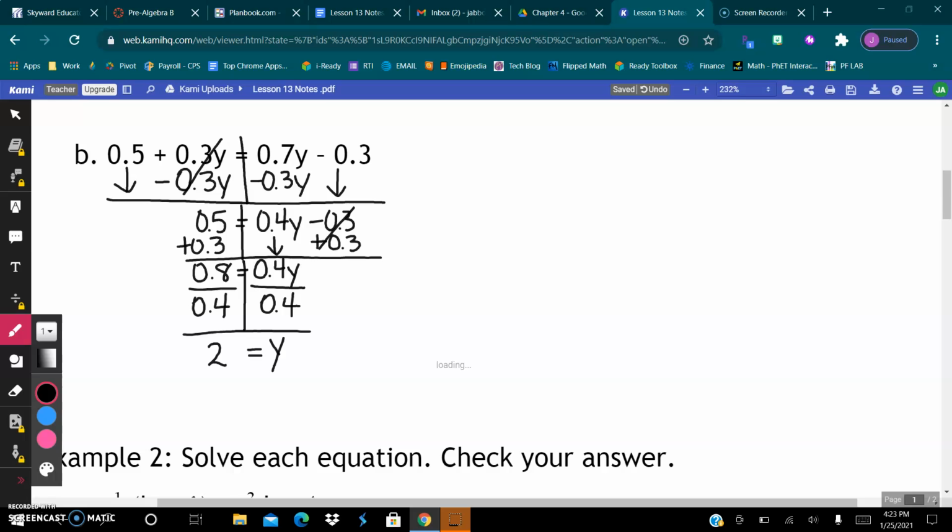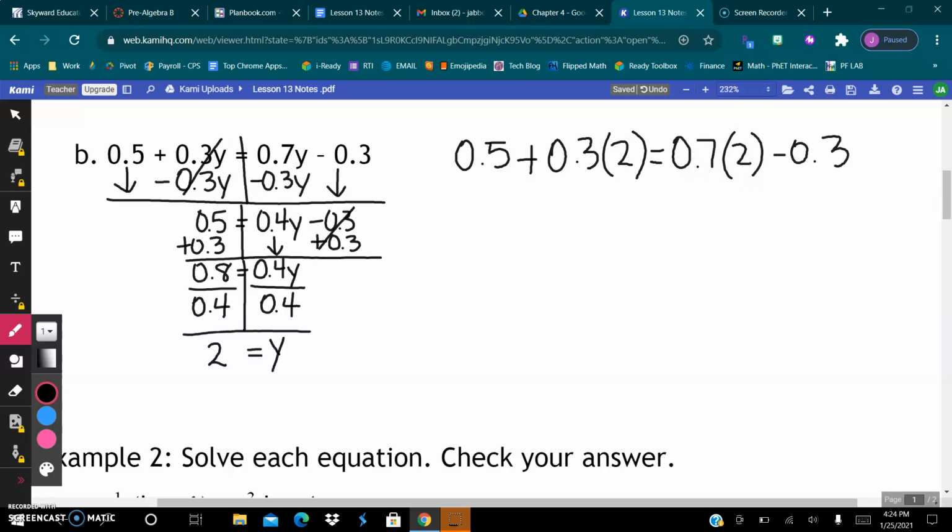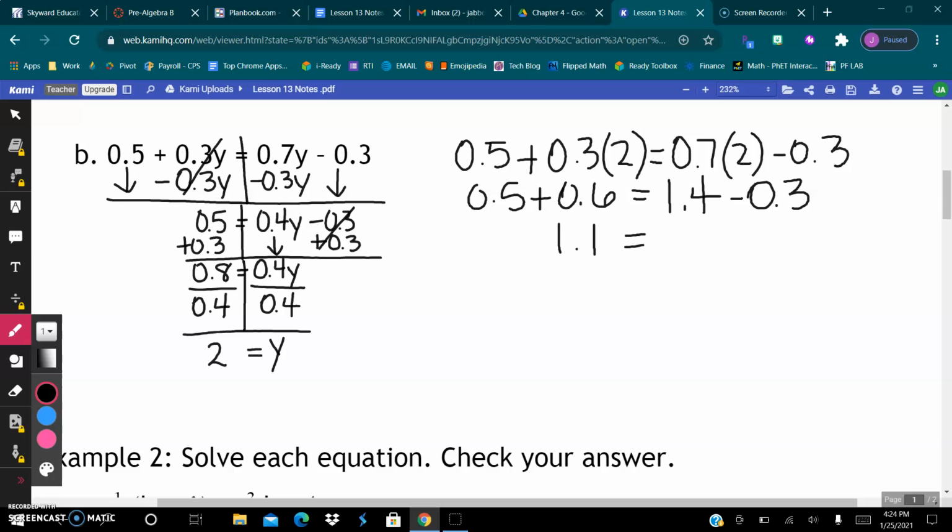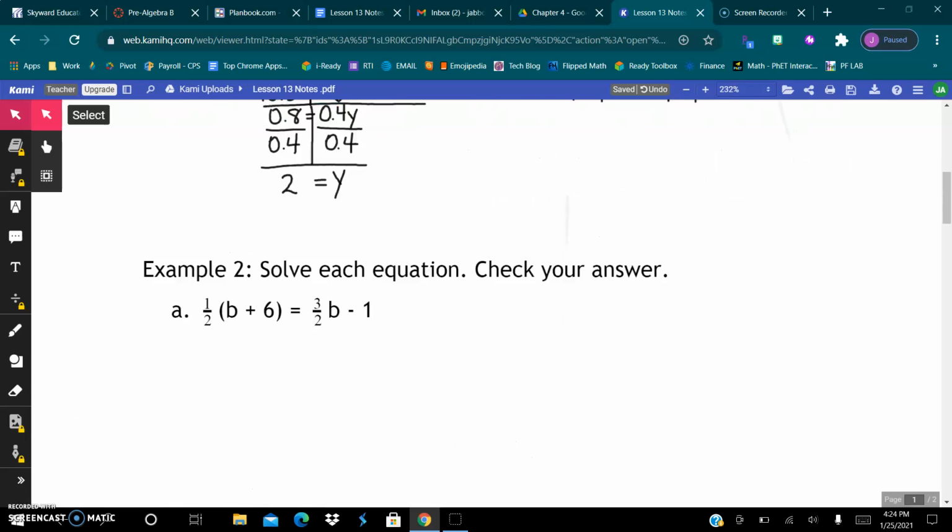And again, we can check our work by plugging in that 2 for every y. So we keep this 0.5. 0.3 times 2 would give us 0.6. 0.7 times 2 would give us 1.4. 0.5 plus 0.6, which would be 1.1. And then 1.4 minus 0.3 would also be 1.1. So we know we have the correct answer.